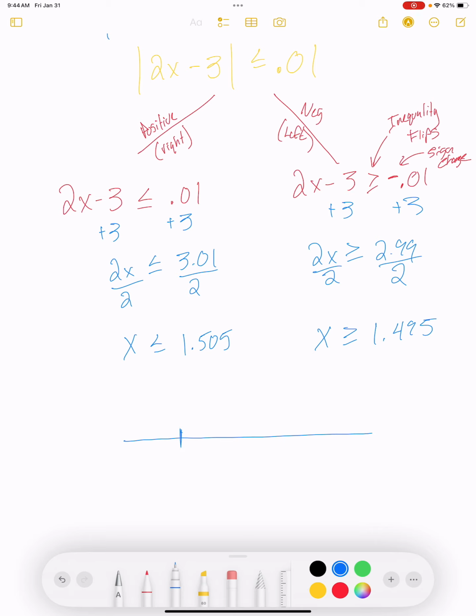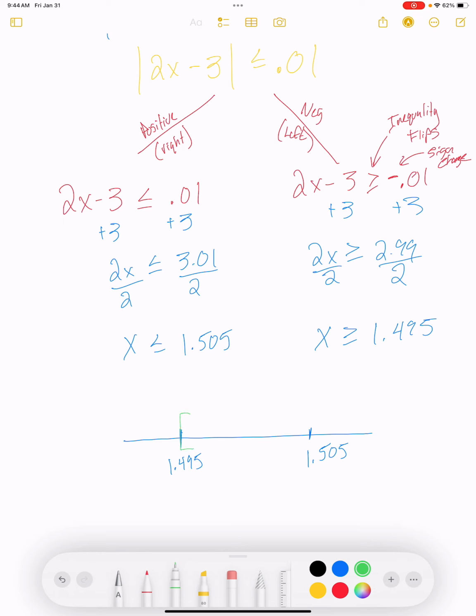When we think about this olive oil, it can be between these two numbers. The smaller number, 1.495, to 1.505. And since we're talking about a tolerance, it's going to be less. I see that it has to be greater than this one, or equal to.